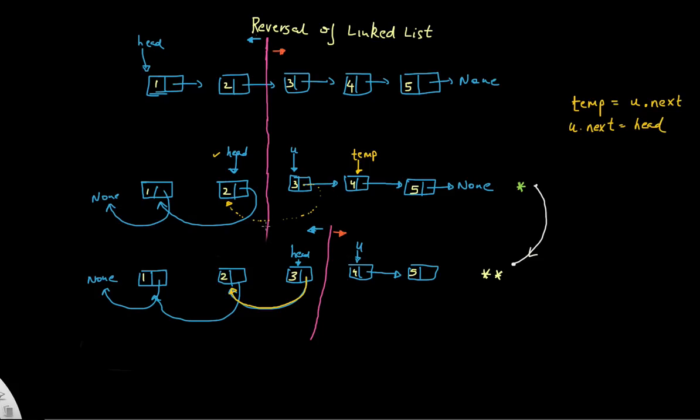So if u.next equals head, now I need to think about where head should be pointing. Head should be pointing at node 3 in the eventual picture. I still have head pointing at node 2. So what should I do for head to move from this node over to node 3? What is that reference that happens to be pointing at node 3? U. So I'm going to say head equals u, which means that head is now pointing at node 3. Okay, excellent. I've got head pointing at node 3.